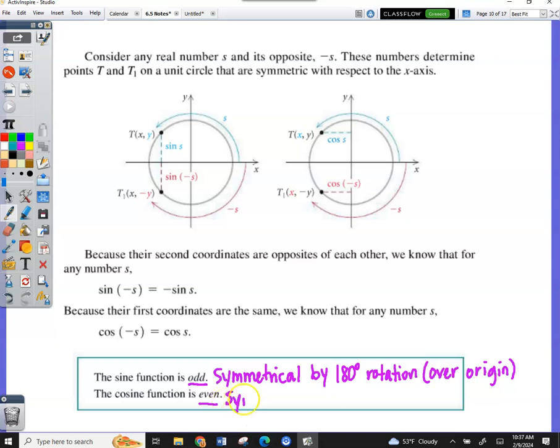Even means that it's symmetrical across the y-axis, which means if you take the paper and you fold the left to the right, they match.